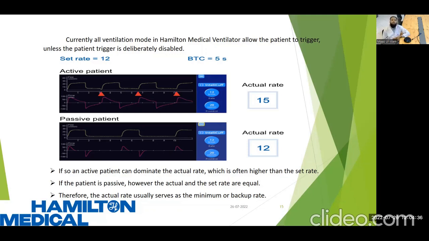Here we have an example: if we set the respiratory rate of 12 breaths per minute, the calculated breath cycle time is 5 seconds. This means that in 5 seconds, one complete breath, one complete respiration, including inspiration and expiration, will be completed.